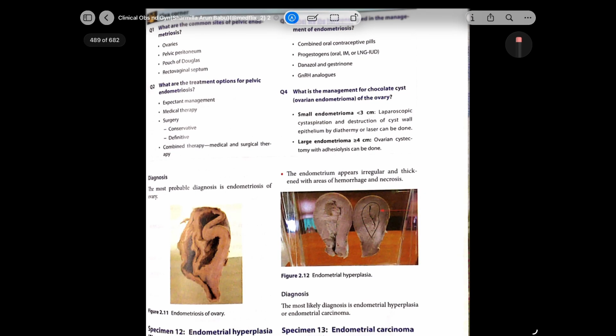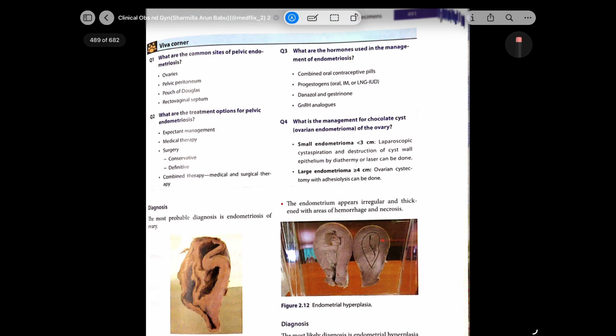What are the treatment options for pelvic endometriosis? Expectant management, medical therapy, surgery. Surgery can be conservative or definitive. There can be combined therapy, that is both medical and surgical therapy. What are the hormones used in the management of endometriosis? Combined oral contraceptive pills, progestogens like oral or IM, LNG levonorgestrel IUD, danazol, gestrinone, GnRH analogs.